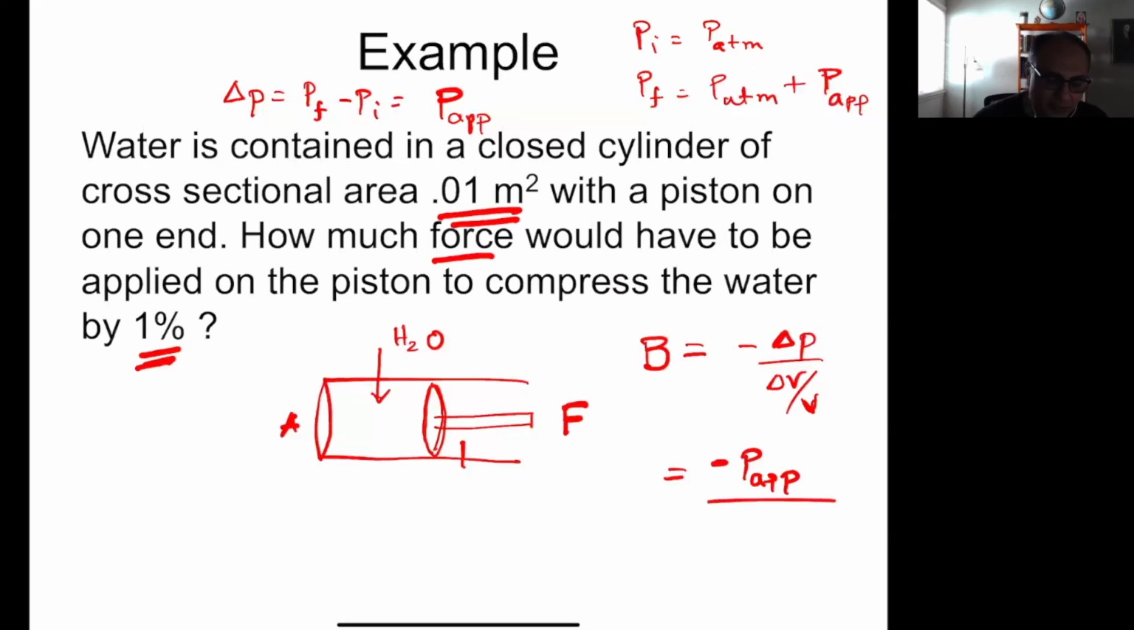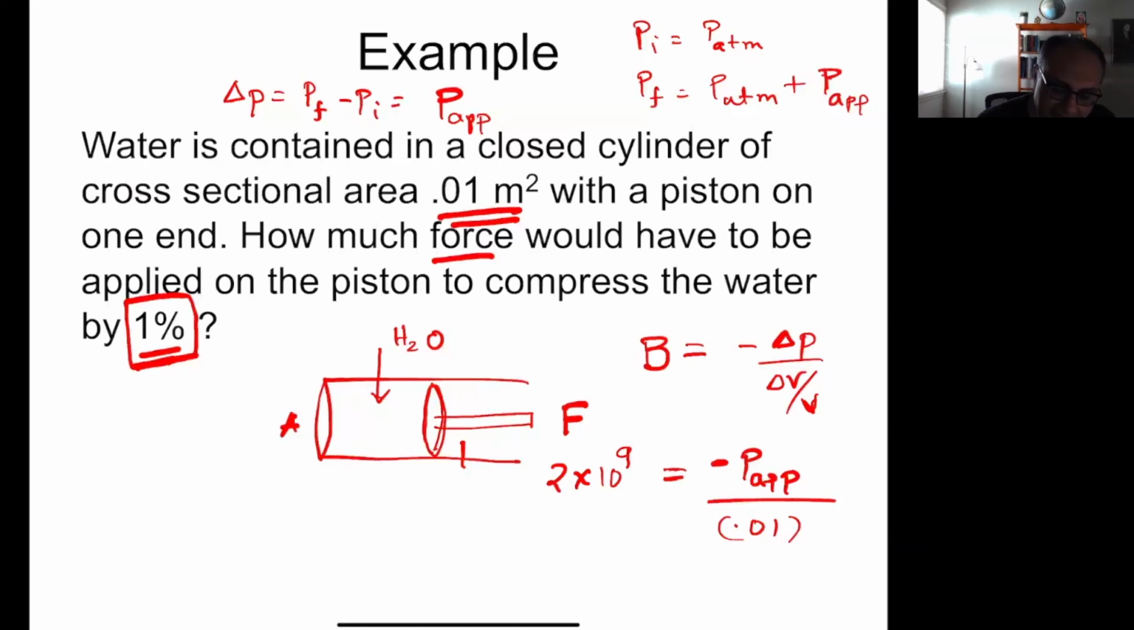And delta V over V is already given. It's 1%, so 0.01. 1% is 0.01, right? And so that is equal to the bulk modulus. Now, if you look up the bulk modulus of water, it's in the table that I had a few slides ago. That would be quite a large quantity. 2 times 10 to the power of 9 is the bulk modulus of water. That makes sense? So let's calculate P applied, and then from there we'll get force divided by area.